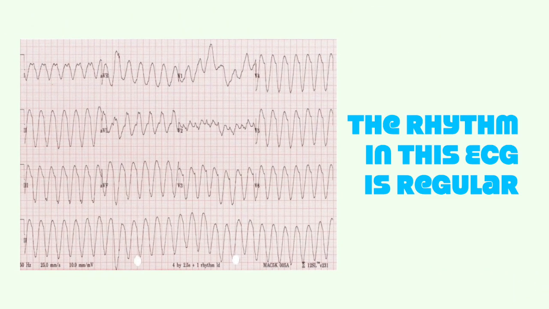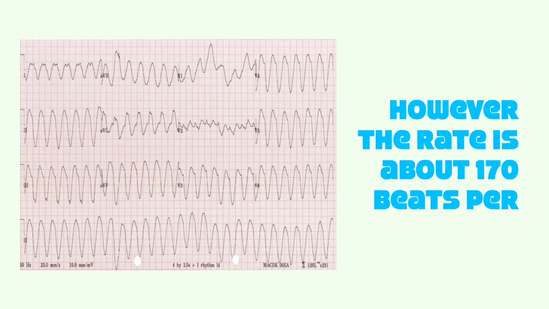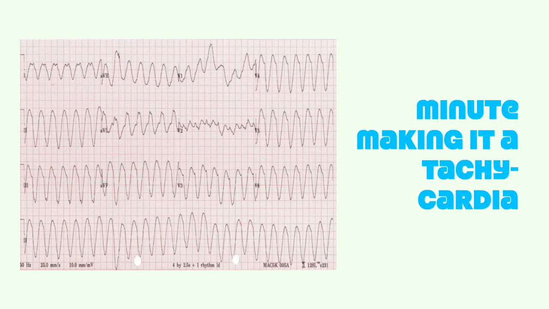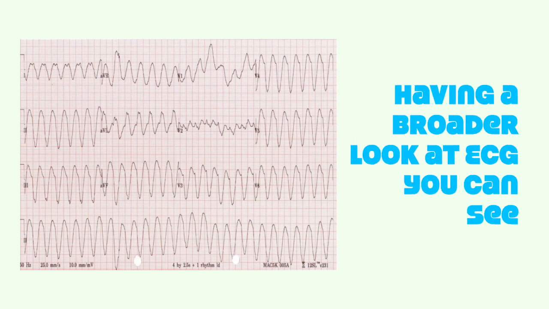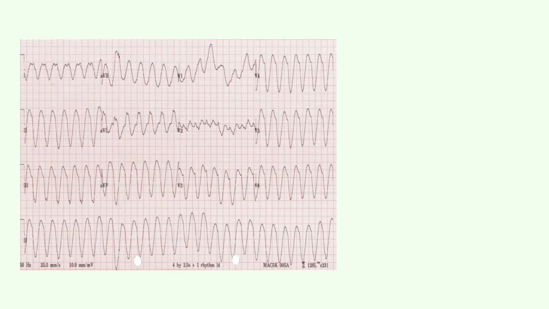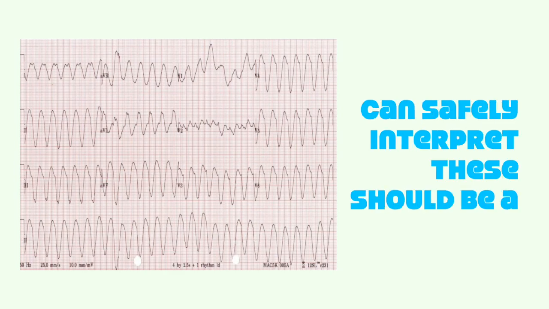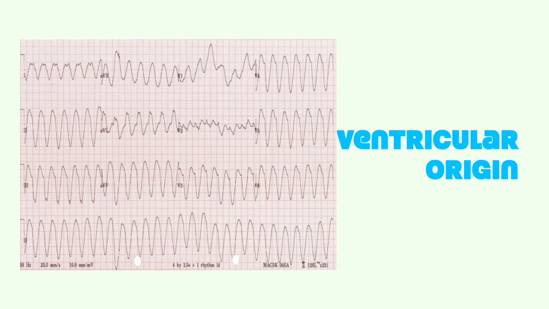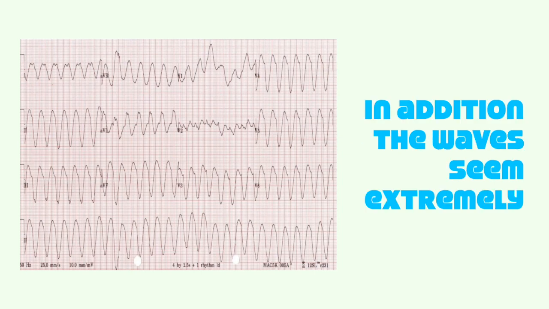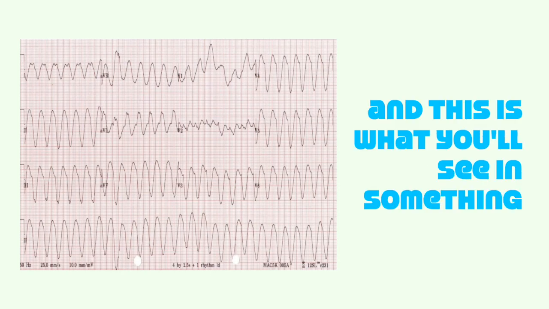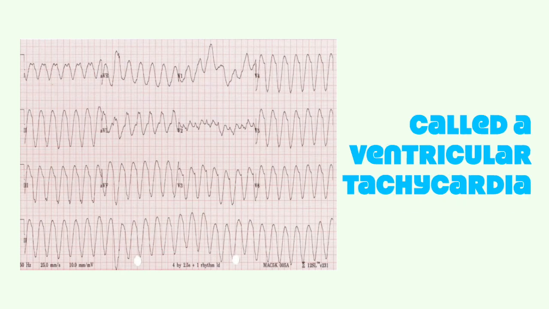The rhythm in this ECG is regular. However, the rate is about 170 beats per minute, making it a tachycardia. Having a broader look at this ECG, you can see there is only one type of wave here, and given the height of these waves, we can safely interpret these to be of ventricular origin. In addition, the waves seem extremely broad, and this is what you'll see in something called a ventricular tachycardia.